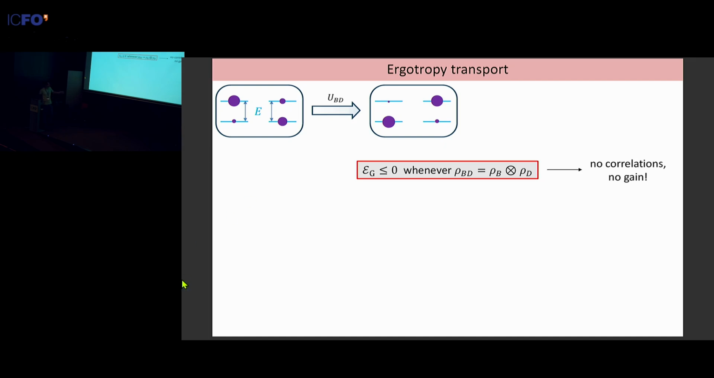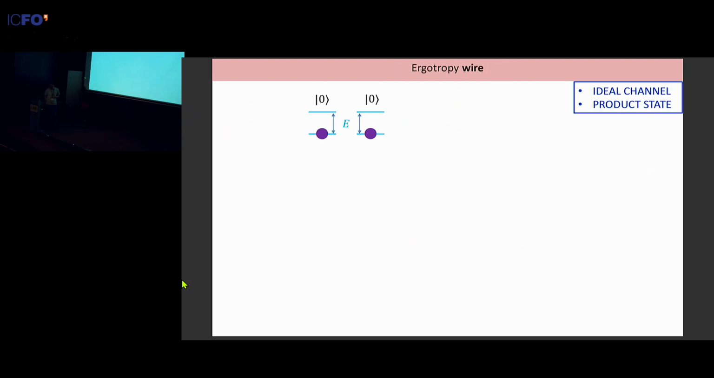Yeah, so result number one is that whenever the initial state of B and D is not correlated, so if it's just a product state, then the ergotropy gain is going to be non-positive, so we will always have some loss in the system. And the other thing that we find is that for most correlated states, the ergotropy gain will be positive. So the presence of correlations doesn't mean that ergotropy gain is necessarily going to be positive. It's not a one-to-one correspondence, but for most of them, it is going to be positive.